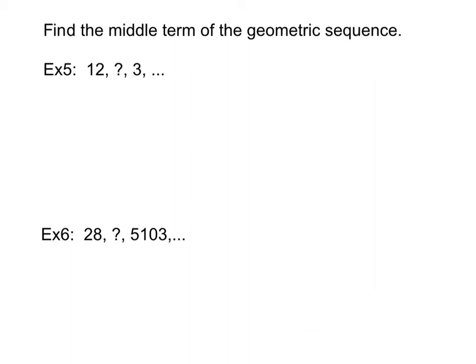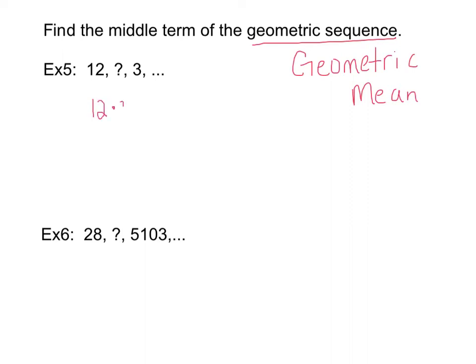Okay, in these next two examples, we're going to find the middle term of the geometric sequence. When you're trying to find the middle term of the geometric sequence, this is called the geometric mean. In the previous lesson, we looked at the arithmetic mean, but since these are geometric sequences, it's going to be the geometric mean. The formula for that, and it is on your formula card, is to take the two terms, multiply them together, and then take the square root of that.